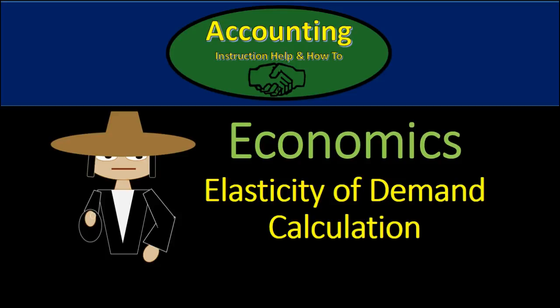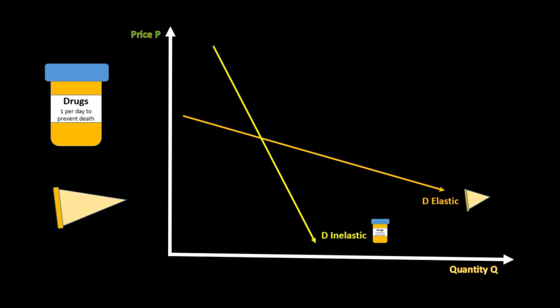Hello, in this presentation we're going to be talking about the calculation of the elasticity of demand. Last time we looked at elasticity in a more intuitive fashion, basically saying that if we graph the demand curve and we have a more flat, more horizontal demand curve, we have a more elastic demand curve, such as the demand curve for pizza, in which case there's a lot of substitutes for pizza. We could substitute for something else.